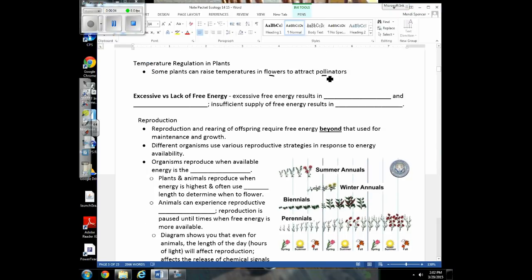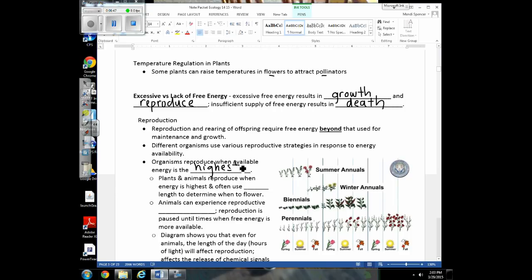We know that as long as there's excess free energy, organisms are going to be able to grow and reproduce. If there's a lack of free energy, organisms aren't going to grow and they're not going to be able to reproduce. And if there continues to be an insufficient supply of free energy, then it'll result in death. Most organisms are reproducing whenever free energy levels are at the highest.